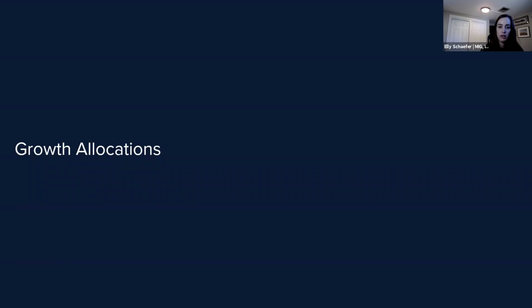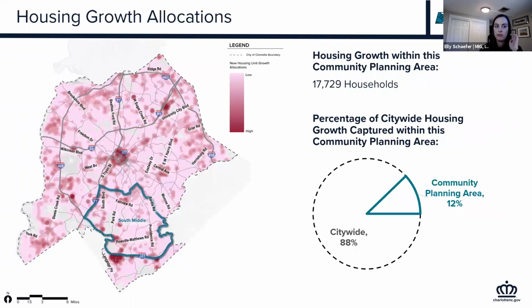Okay, so next we want to highlight what the previously mentioned place type mapping recommendations mean for this area in terms of attracting new housing units and future jobs. The city of Charlotte is projected to grow by almost 150,000 housing units by 2040. Given the place type recommendations within this community planning area, this area would be projected to capture almost 18,000 housing units, or approximately 12% of all new housing units citywide.